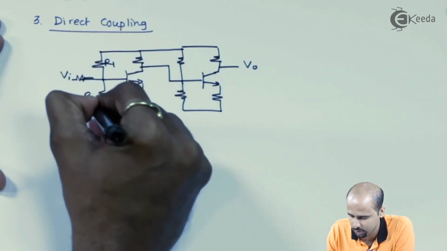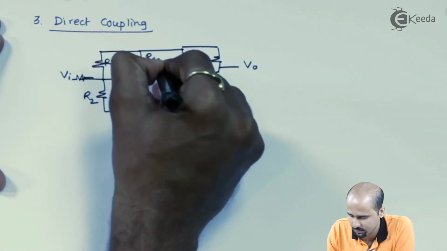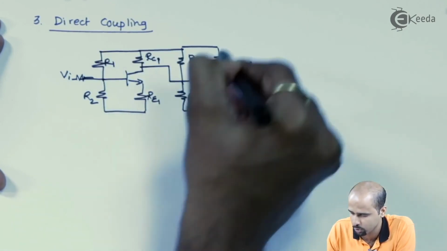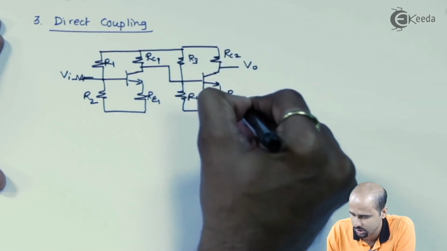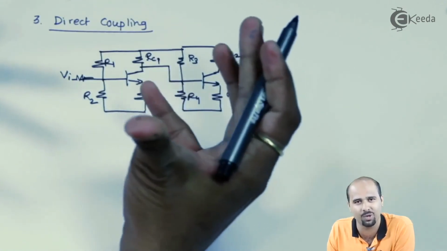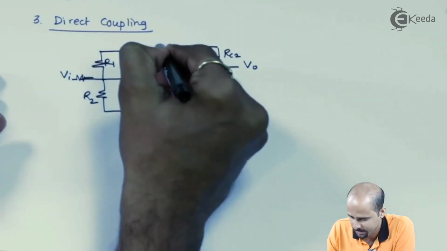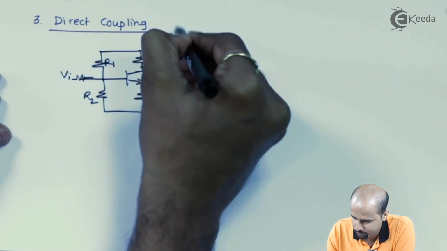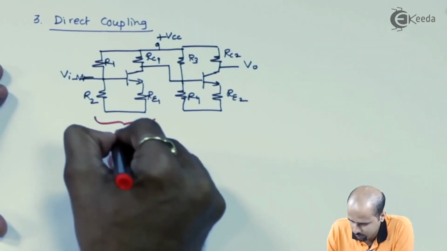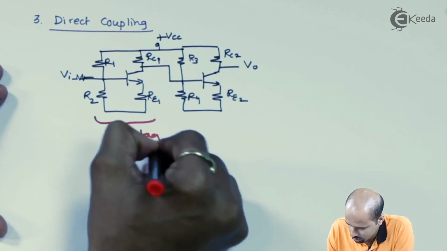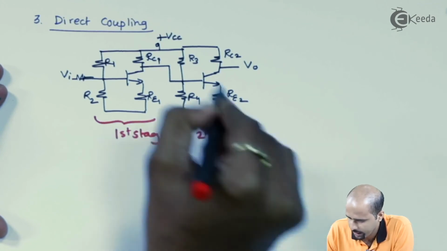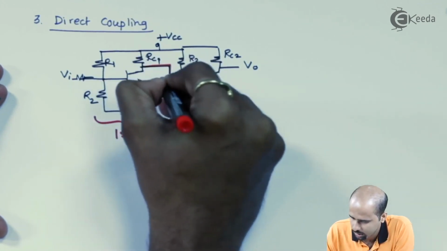This will be R1, we'll do all the naming. So this is RC1, this is RE1, this is R3, this is R4, this is RC2, this is RE2. So it's a very simple circuit, I can say. It's a simple circuit, so obviously cost effective as well. This is nothing but your first stage, this is your second stage, and this is your direct coupling.